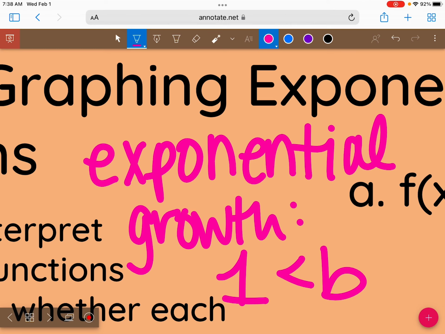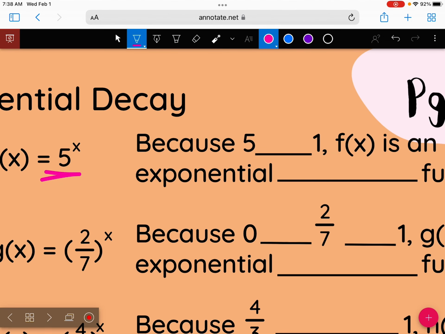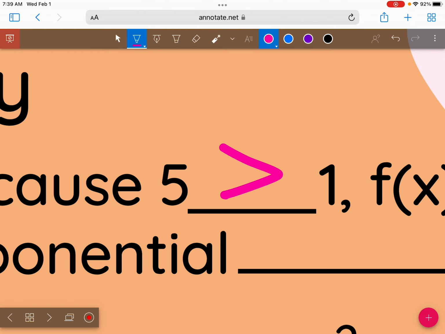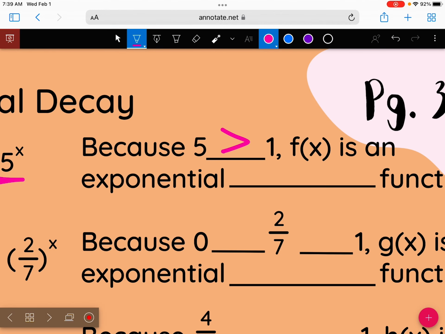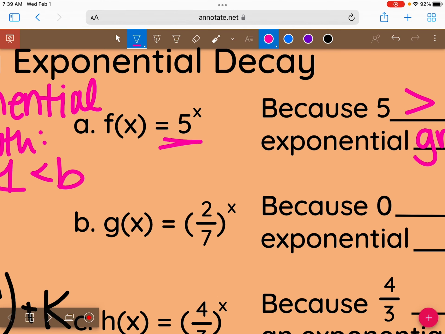Okay. So the first one, we're given f of x equals 5 to the x. Because 5 is what compared to 1? Is it greater or less than 1? Greater. It is greater than 1. Is f of x an exponential growth or decay function? Growth. Yes, exponential growth function. Good.